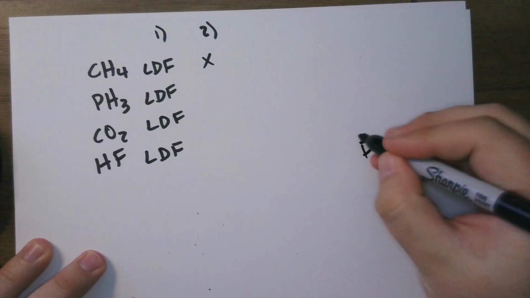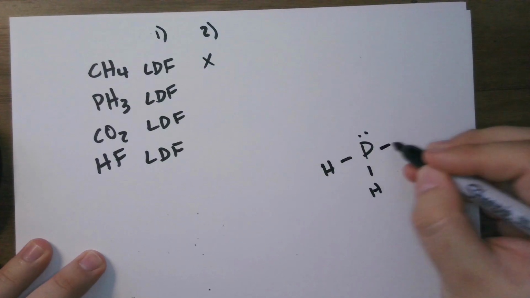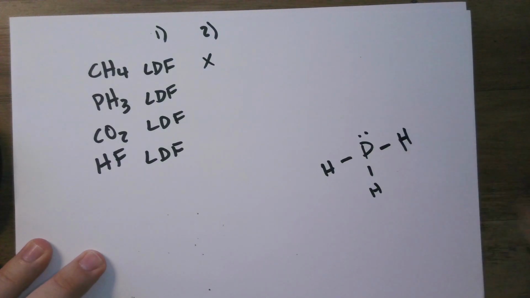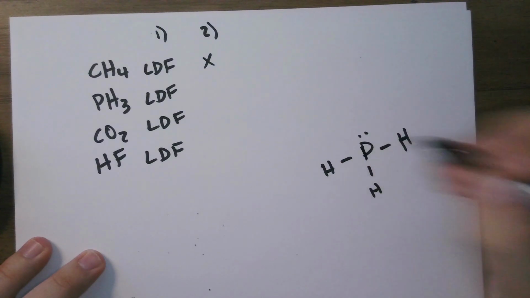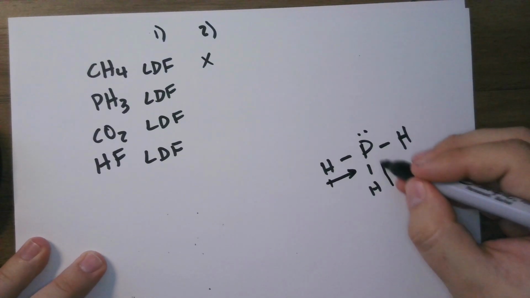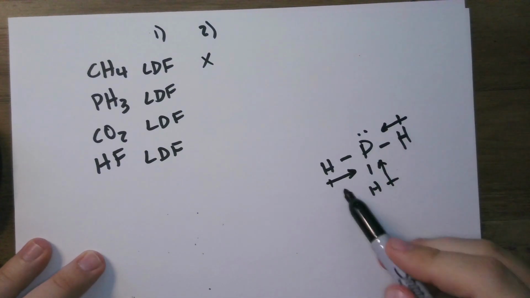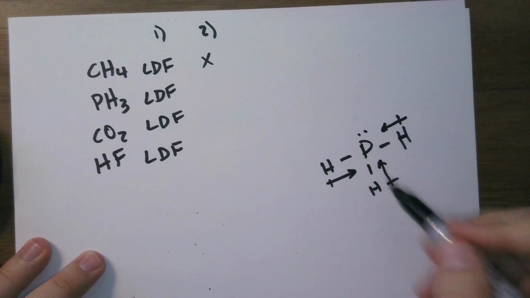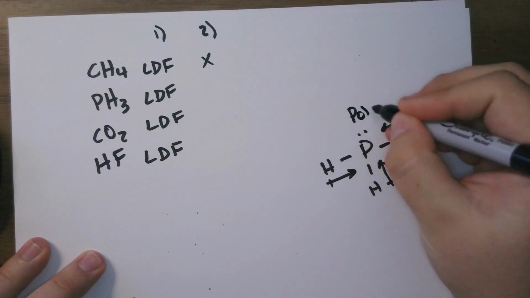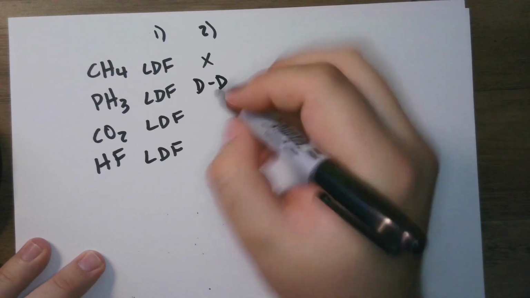PH3, if we drew out its Lewis structure, would look like this. Oops, that's an H. Okay. It would have some polarity in it. It would have some dipoles pointing towards the phosphorus here. And these two would cancel out, but this one wouldn't. So this one is polar. So because of that, it has dipole-dipole forces.